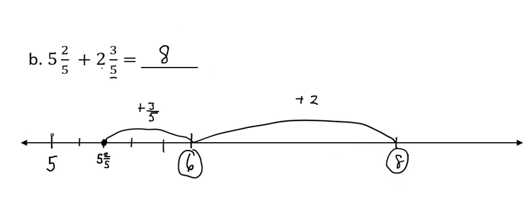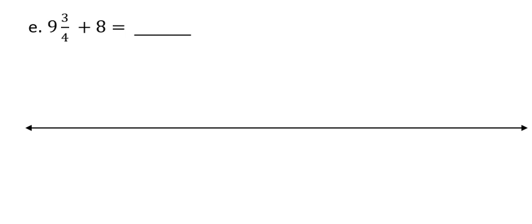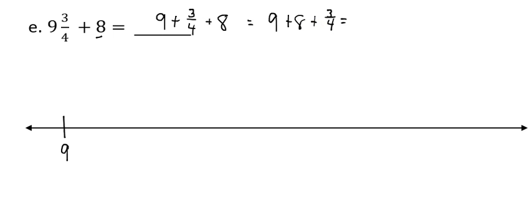This is just an example of how a student can attack the problem on a number line. They may want to go ahead and add the 2 first and then the 3/5. Either way, they still should land on 8. Here's one more example. This one asks us to add 9 3/4 to 8. I'm actually going to start with the 9 and do my jump of 8 first, because 9 3/4 plus 8 is the same thing as 9 plus 3/4 plus 8. And because of the commutative property, I can switch these numbers around. I can express this as 9 plus 8 plus 3/4 and still have the same answer.